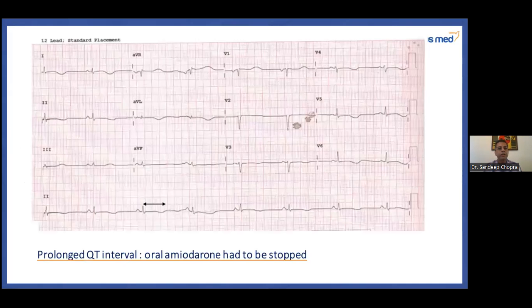So now what happens with amiodarone? We notice this on a long-term basis. Patients develop a prolonged QT. QT is the interval which starts from the start of the QRS complex till the end of the T wave. This is the QT interval. And remember that the corrected QT interval, which we calculate, should be less than 440 in males and 470 in females.